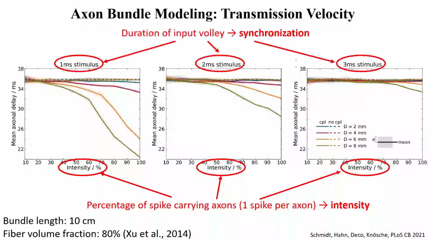The second parameter is the duration of the volley. The shorter the volley, the more synchronized all these action potentials are. If they are more synchronized, we have more speed up. And finally, also the bundle diameter plays a role. The thicker the bundle, the more ephaptic coupling, although this converges after some time. So these are the influencing parameters.